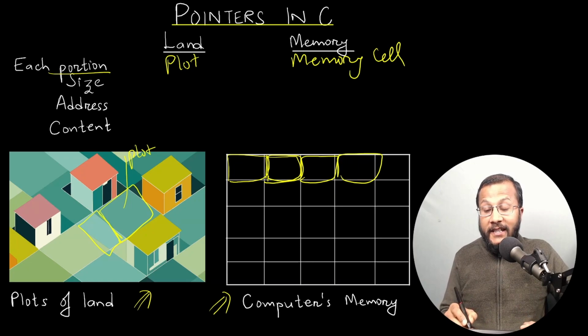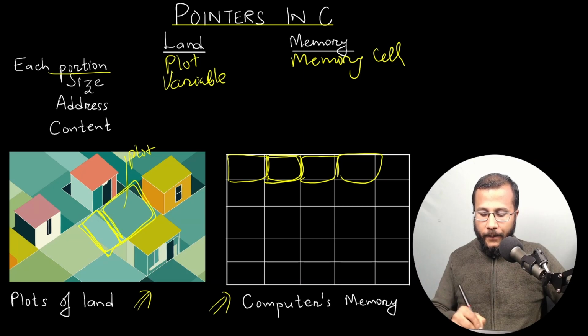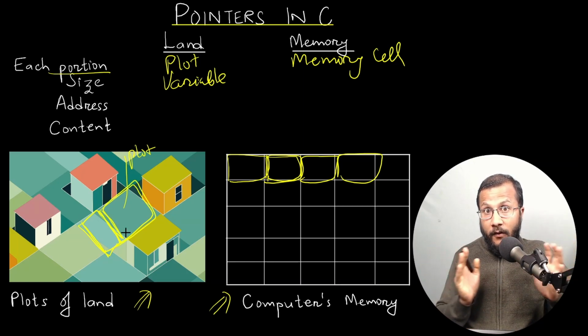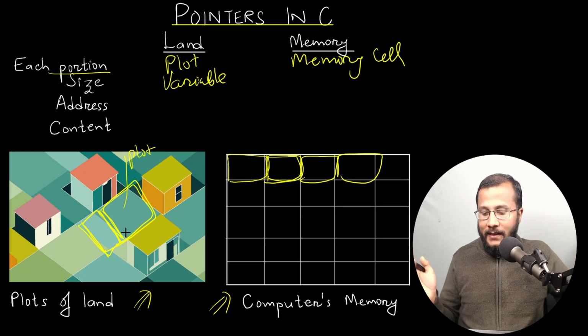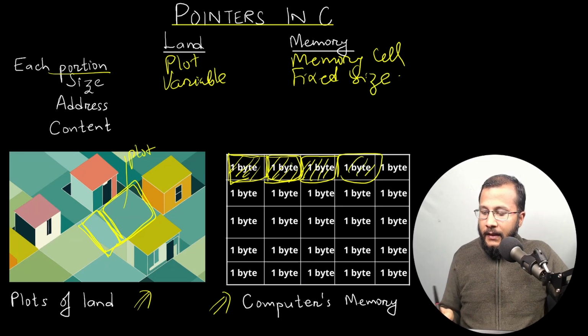What is the size of each plot? The size of each plot in the real world can be variable. All the plots can be of different sizes. See, this plot is quite smaller than this plot. But in the computer's memory, each memory cell is of a fixed size, and generally each of these memory cells is exactly 1 byte long.